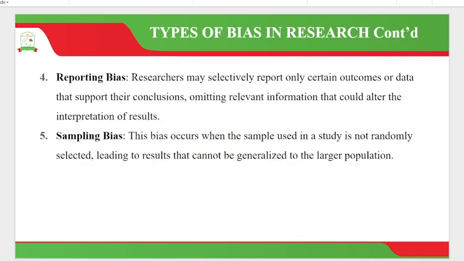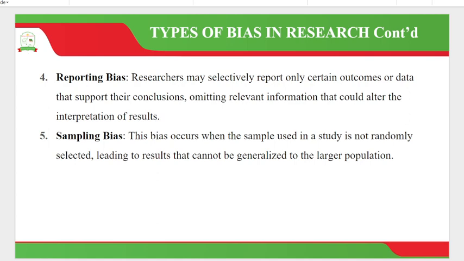Okay, reporting bias. Researchers may selectively report only certain outcomes of the data that support their conclusions, omitting relevant information. For example, you might enter your research with very many variables: age, sex, education, levels of education, income, level of income, type of employment. But you find out that the type of employment is not favoring your conclusion. You wanted to generate a certain conclusion, but the type of employment variable is not favoring it. You decide to neglect it. You say, let me put this one out. Or in case the level of education is not favoring your conclusion, you decide to put it out. You get it? That becomes a reporting bias. You don't report it, yet in your research design, it was there as a variable. That is a bias and it is not advisable. It is bad.